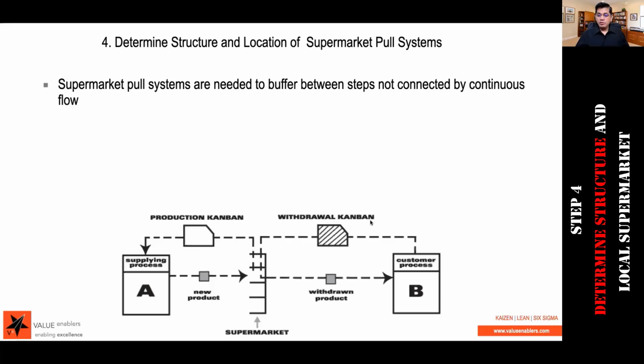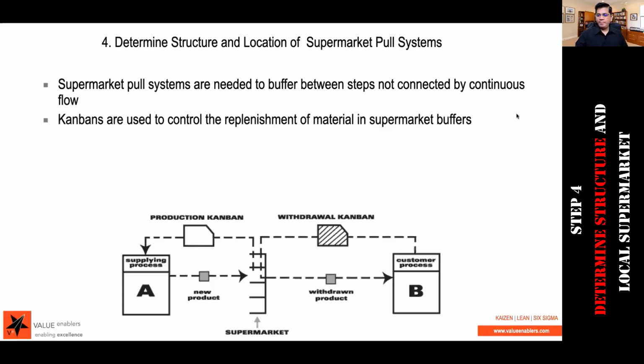But then the person who is sitting in the supermarket, what he does after giving you that, he again gives the money to someone else and fills it here. That is called production Kanban. Okay. Kanbans are used to control the replenishment of material in the supermarket buffers. Supermarket is nothing but a buffer, but a controlled buffer. It is a controlled buffer.